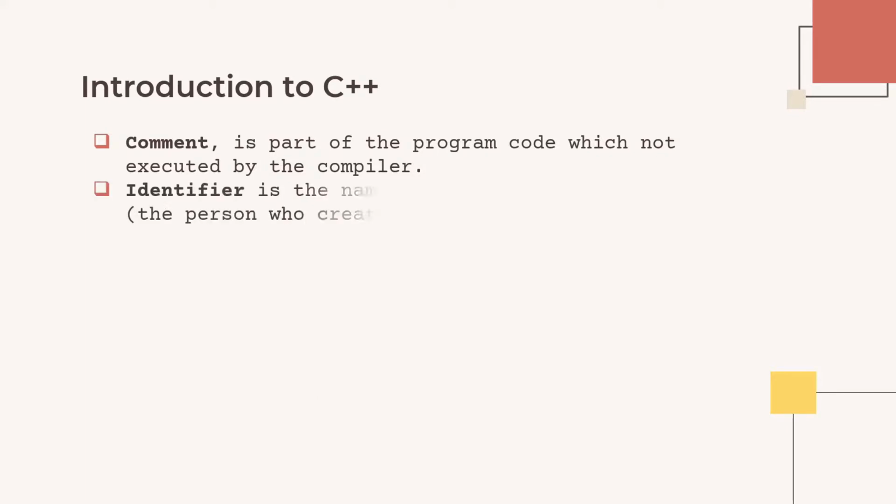And then the second is identifier. An identifier is a name given by the programmer. A programmer is the person who creates the program. Naming an identifier can be used for the program name, the name of a function, or other objects that are involved in the programming language. For example, variable names and constant names, and we will discuss them later.